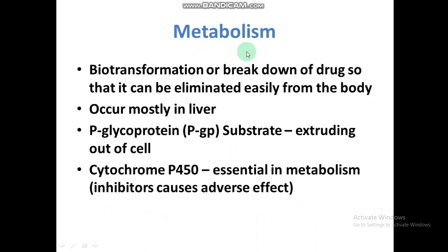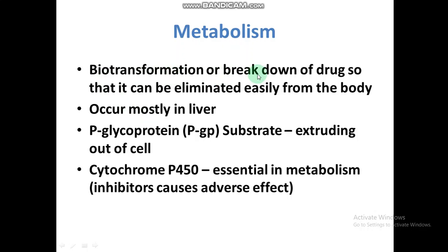Metabolism. It is the third parameter, metabolism. After reaching the target site, the drug performs its function, either inhibiting some targets or enzymes, or activating some targets or receptors. After performing its function, it will be metabolized, because without metabolism it will not be excreted from our body. So biotransformation or breakdown of drug so that it can be eliminated easily from the body. This is called metabolism.